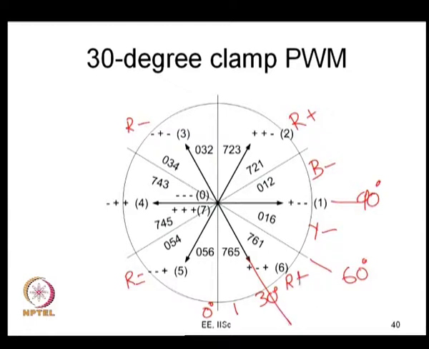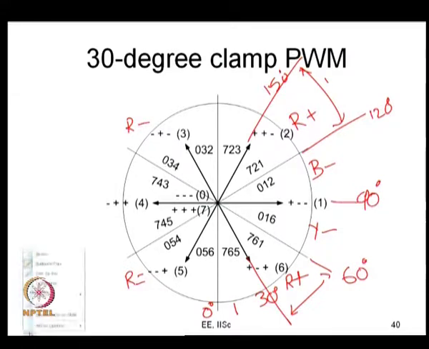So, what you find is R phase is clamped between 30 and 60 degree, and similarly R phase is clamped between 120 and 150 degree. If you take one quarter cycle, 0 to 90 degree, R phase is clamped during the middle 30 degree duration of every quarter cycle, again clamped during the middle 30 degree duration of this quarter cycle. Similarly, R phase is clamped during the middle 30 degree duration to the negative bus, and here again R phase is clamped to the negative bus.